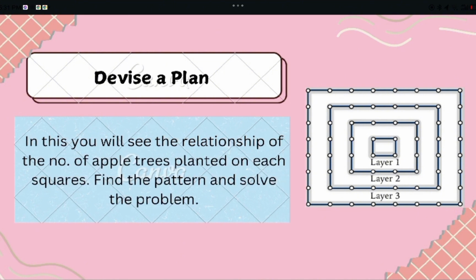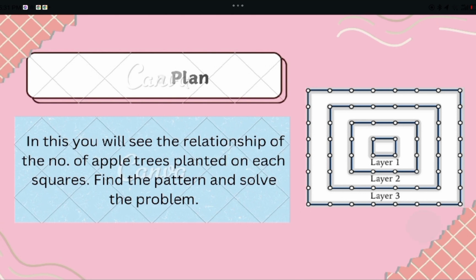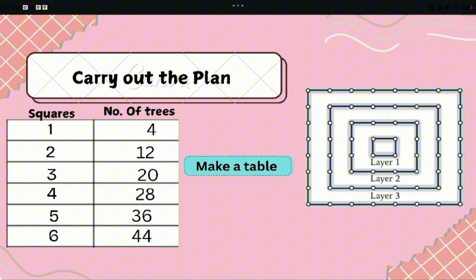So in this, you will see the relationship of the number of apple trees planted in each square. So find the pattern and solve the problem. So we see that we are given 4, 12, and 20. If we observe, with every count of trees, they increase by 8. We see that in the fourth, there are 28.